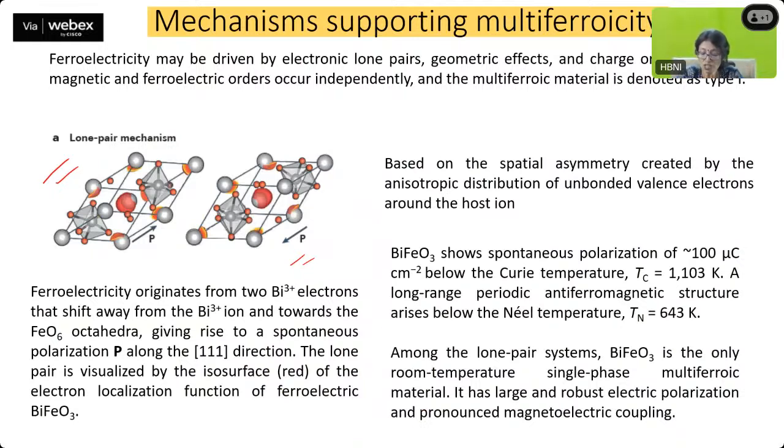Antiferromagnetic G-type order with an additional long-range modulation and a small canted moment arises below the Néel temperature, which is around 643 Kelvin in BiFeO3. BiFeO3 has been holding the record for single-phase materials for more than half a century, exhibiting a very large electric polarization and robust magnetoelectric coupling at room temperature. But interestingly, BiFeO3 is still the only established system of its kind, and all attempts to achieve further lone pair type multiferroics have failed, including the most prominent candidates like BiMnO3. So at room temperature, it's only BiFeO3 which gives you this kind of type 1 multiferroic.